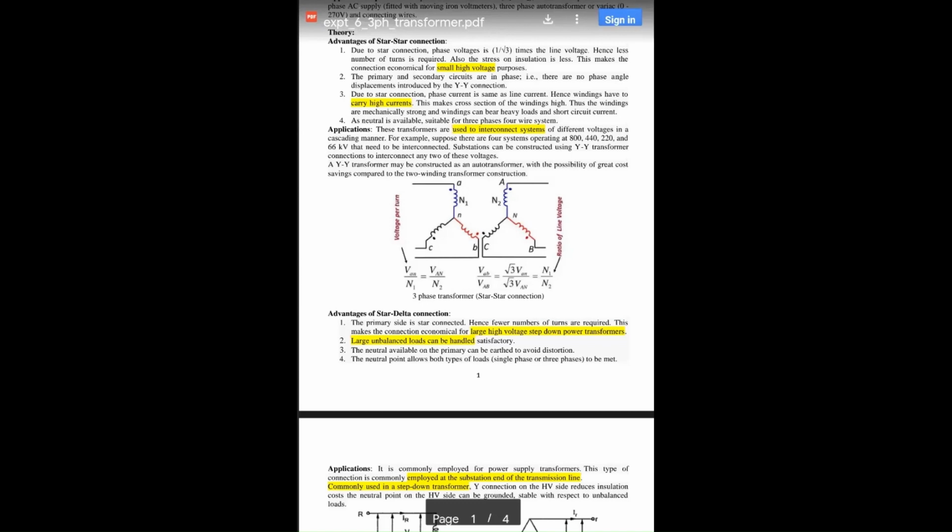So these star-star connections are used for interconnection of systems, from one substation to another. One transformer is connected to the other because of the variable voltage which we can achieve and receive, owing to the availability of different numbers of turns. Here, for our convenience, we have taken this as the same, but in reality N1 and N2 are different. So the four systems which are operating at 800 volts, 440 volts, 220 volts and 66 kilovolts can be interconnected using this kind of arrangement.